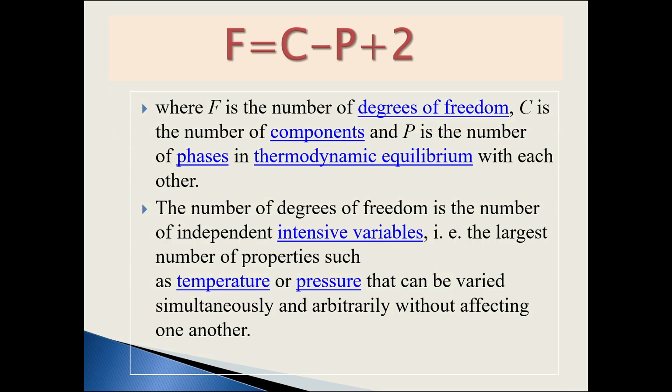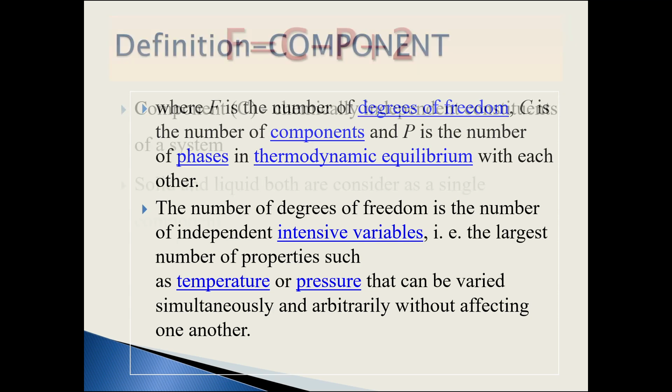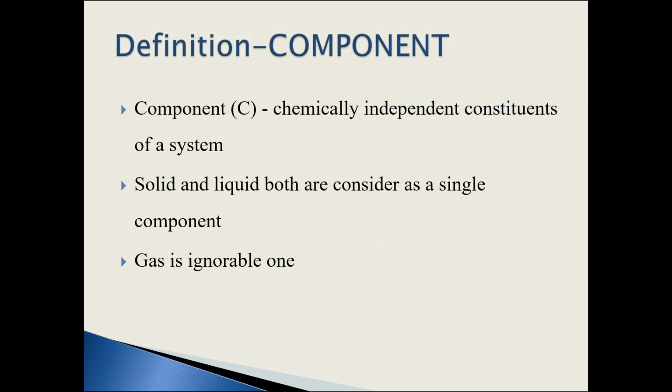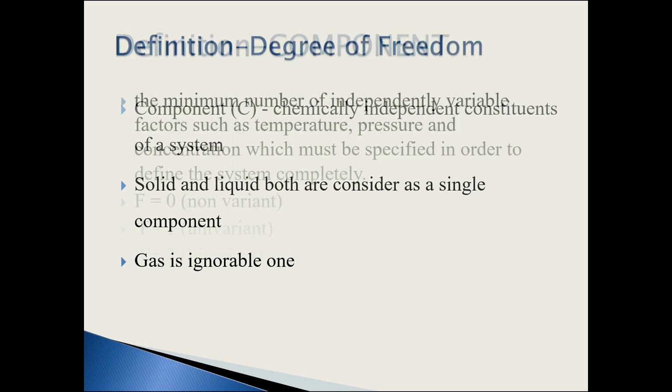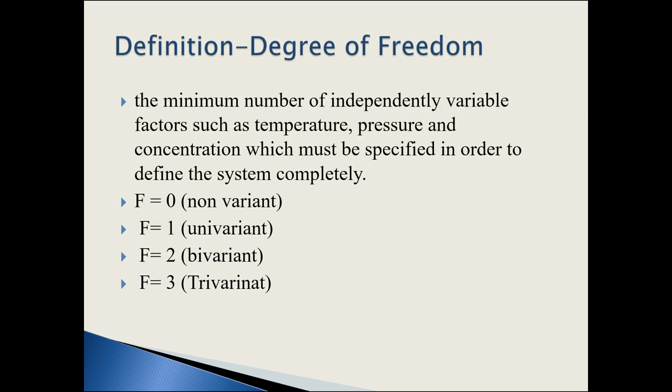Phase rule is mathematically expressed as F = C - P + 2. Here, F is the degree of freedom, C is the number of components of the system, and P is the number of phases. Components are defined as the chemically independent constituents of a system. Solid and liquid forms of a substance are both considered a single component, whereas gas is ignorable. The degree of freedom is related to the component and phase of the system.